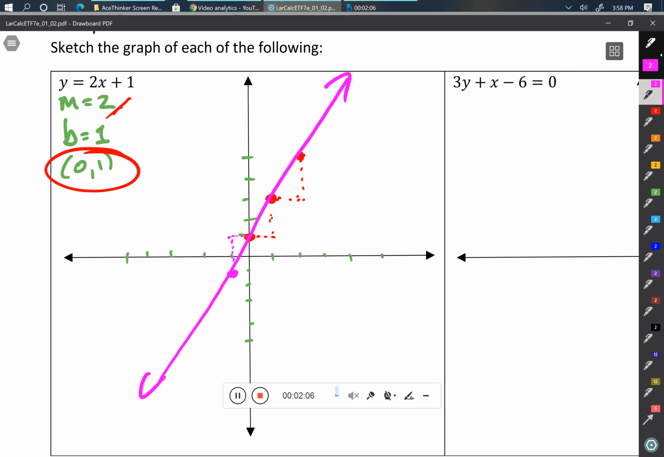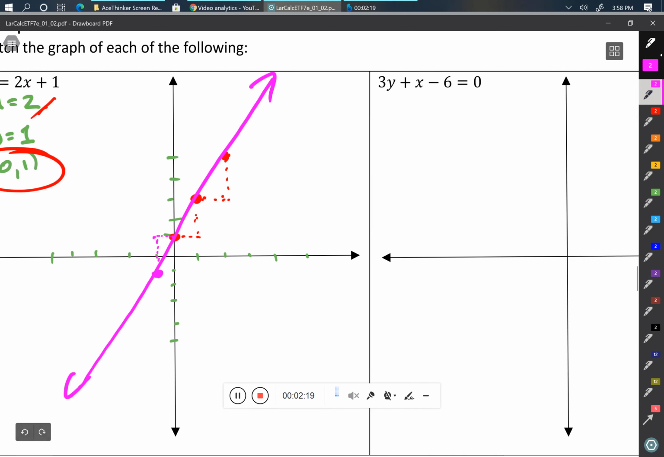Now, if I wanted a more accurate graph, I would spend time to make that more accurate graph. Maybe I get out a ruler and measure those tick marks appropriately, or use some sort of graphing technology. Okay, so there's basic graphing, slope-intercept form.